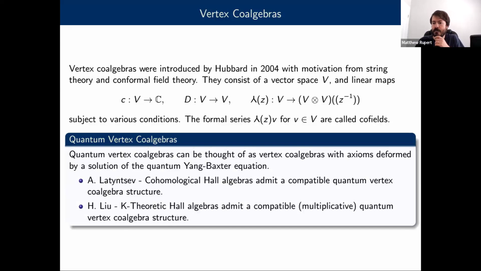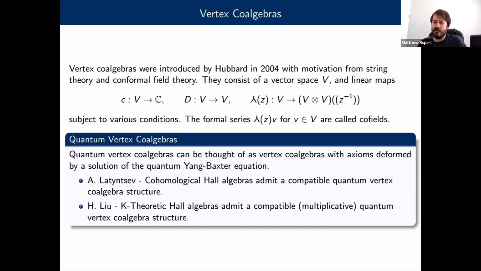Okay, and our second players are vertex coalgebras. I won't write down exactly what vertex coalgebras are, but I will write down what quantum vertex coalgebras are, and you can just mod out h bar to get the definition of vertex coalgebras. So these were introduced by Keith Hubbard in 2004. He was actually a PhD student at the University of Notre Dame when he did this work, and he introduced these objects with some motivation coming from string theory and conformal field theory.